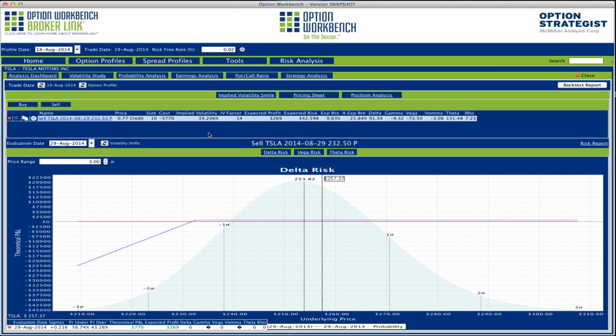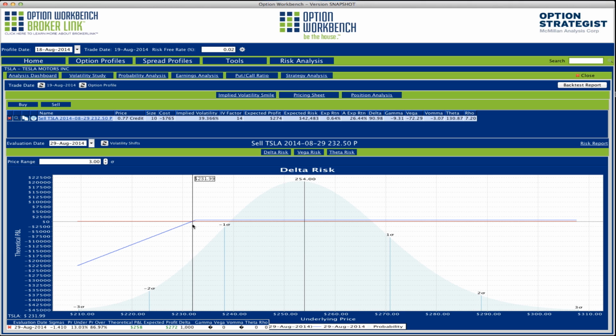Okay, so now how do we address the risk of this? One thing I don't like about naked puts, and a lot of people don't like, is that they have this real danger of big losses if the stock makes a really big move. Now, the first thing we've already done to mitigate that is pick a strike that's pretty far out of the money. You can see here's our one standard deviation down from the current price of 253.82.